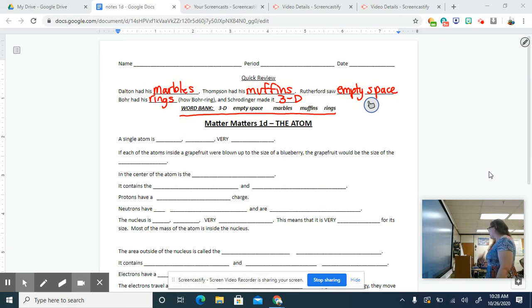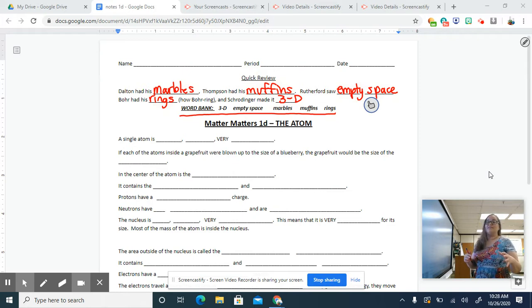So this is to help us remember that Dalton thought that the atom looked like a marble, a small solid sphere. Thomson thought that the atom was more like a blueberry muffin, a perfectly round one, where the cake part was the muffin part and the blueberries were the electrons scattered throughout. The cake had a positive charge and the electrons were negatively charged. Rutherford said it was mostly empty space, and he was right that really the atom is mostly empty space and that the nucleus inside is very dense and condensed.